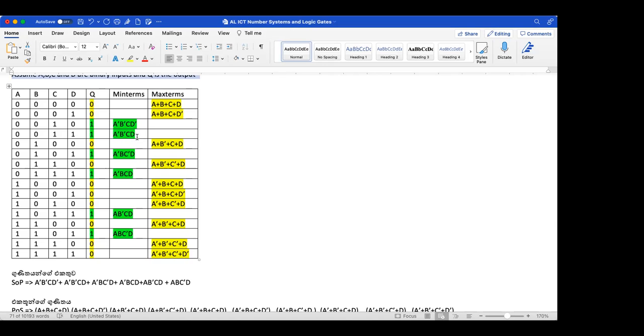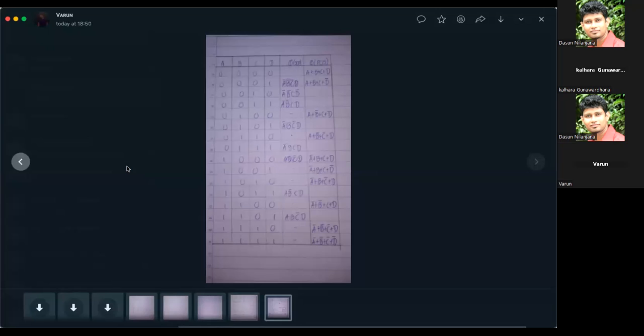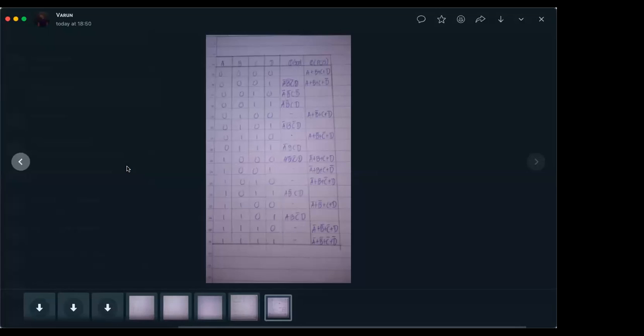So this is what he has sent. Let me show that to you. Wait. Can you see this? This is what Varun has said. It's correct, right? It's correct. Yes, sir. It's correct.